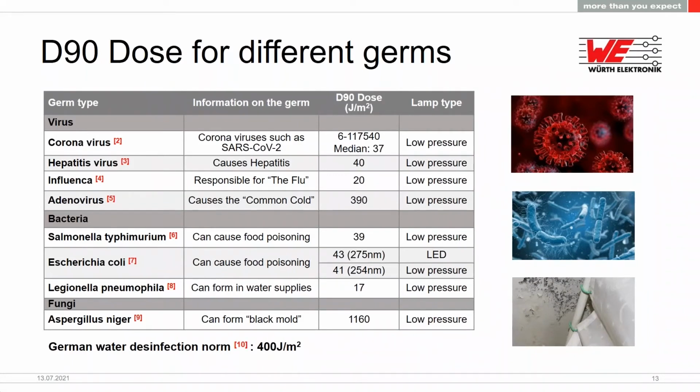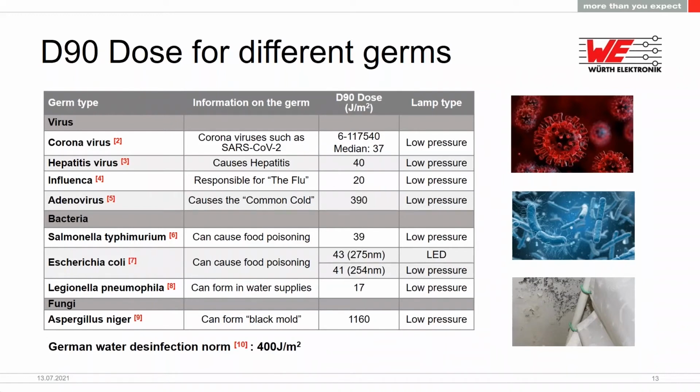Now, another thing that needs to be considered is on the right-hand side. I show you the lamp type that was used in those studies. What you see is that most of those studies were performed using low-pressure mercury UVC lamps. Those are the UVC tubes that have been around for a couple of decades now, and those lamps have been used in the past for disinfection. This is also why most of those studies were performed using those low-pressure lamps.